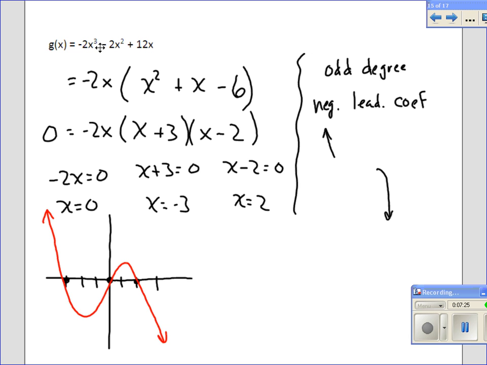Here's another one. So this one is an odd degree and a negative leading coefficient. I can factor out the negative 2x, then this factors fairly easily, and I get my zeros. X equals 0, x equals negative 3, and x equals 2. Because it's an odd degree and a negative leading coefficient, I know the end behavior is going to be increasing on the left, decreasing on the right. So locating my x-intercepts, and then knowing it has to decrease here and increase here, I can connect with a smooth continuous line and have the graph. I can double check that with the calculator, of course.